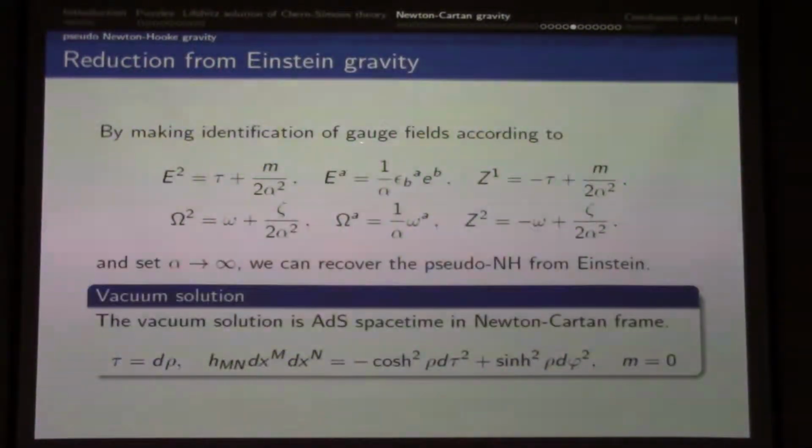So this means that the Newton-Hooke gravity can be exactly deduced from Einstein gravity. It is some kind of non-relativistic limit of Einstein gravity. And the vacuum solution to this Newton-Hooke action is the AdS space-time in Newton-Cartan frame. So you have a tau, d rho is the radial direction and the spatial metric is of this. So you can write down the Lorentz metric and you can see that's exactly AdS in global coordinates. And n is the gauge field which is set to zero in this vacuum solution.